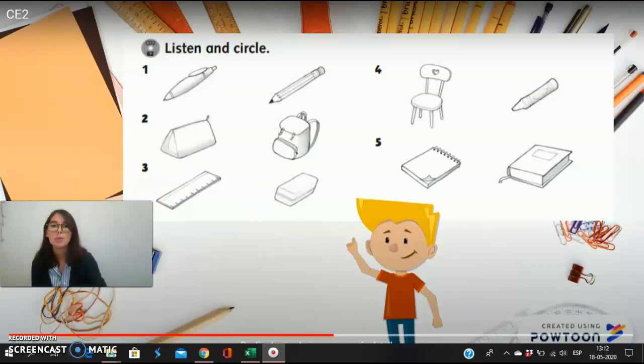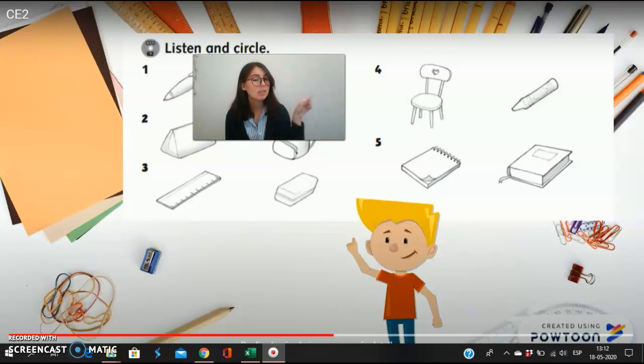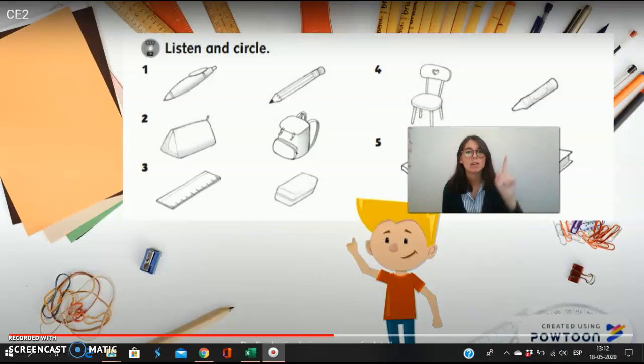Number 4. Let's go for number 4 now, over here. Crayon. Which one is the crayon? You have 2 options here. This one over here or that one over there? Which one is the crayon? This one or this one? What do you think? Crayon.